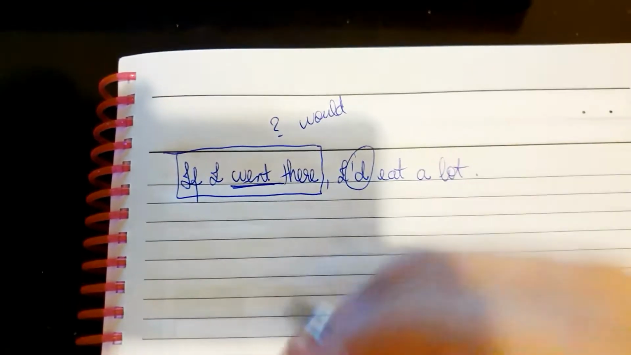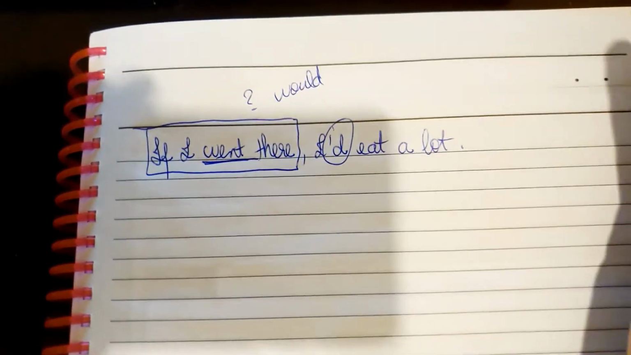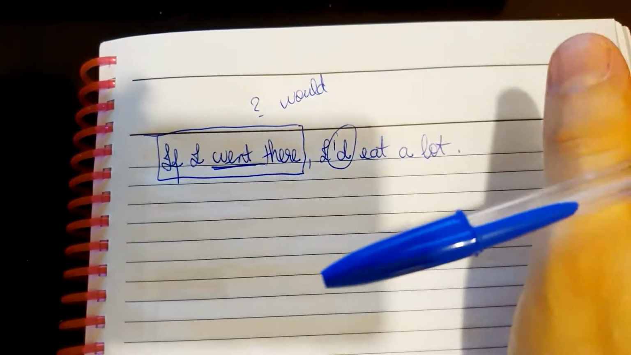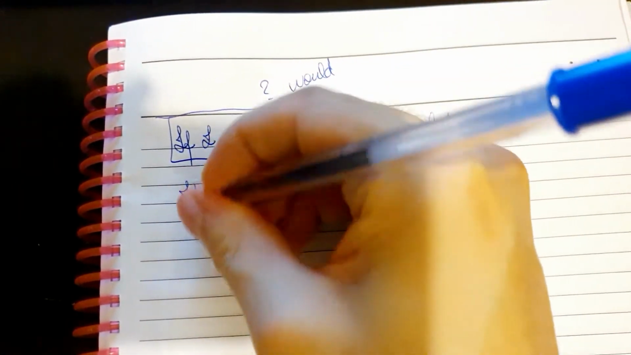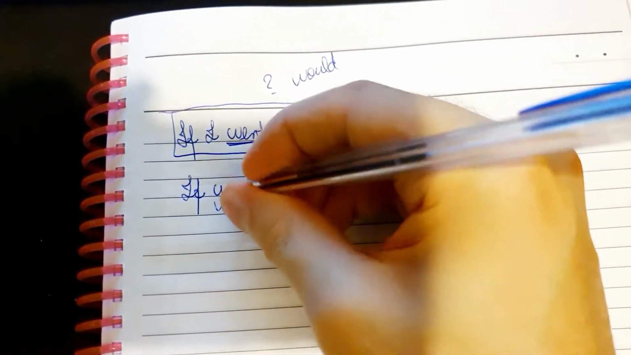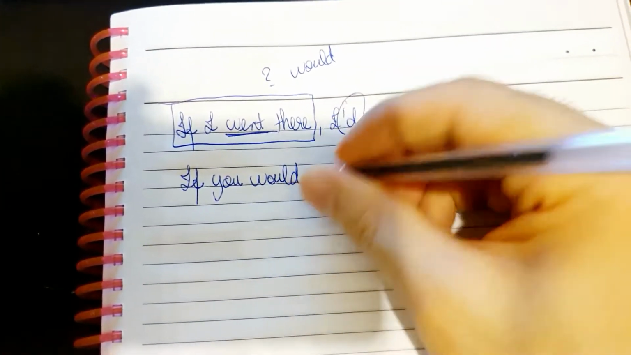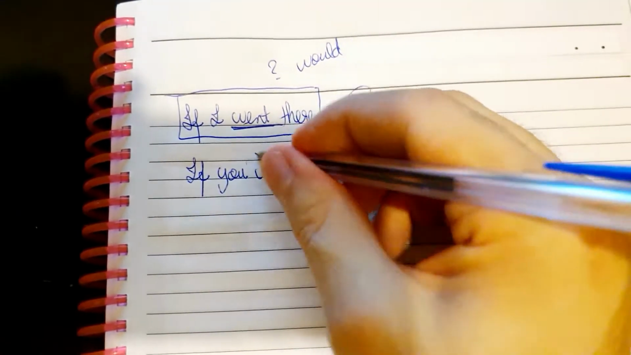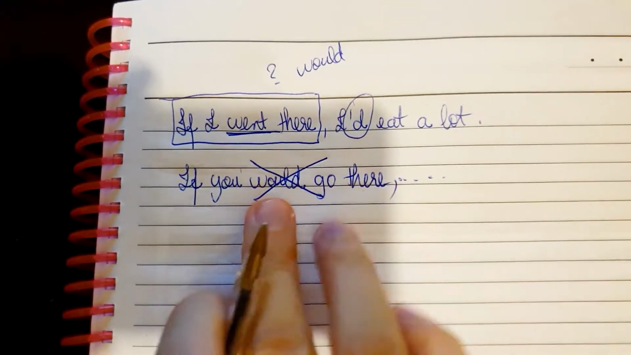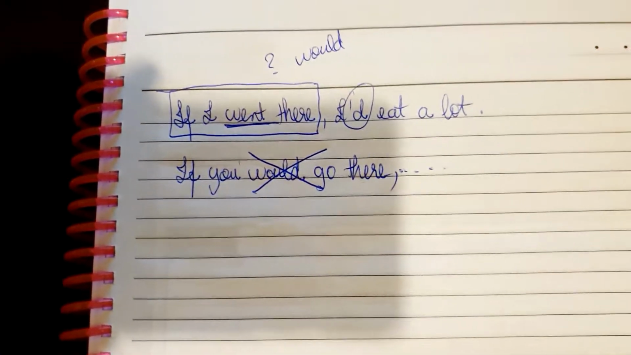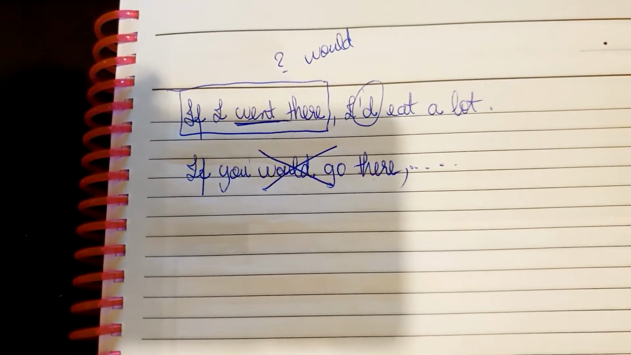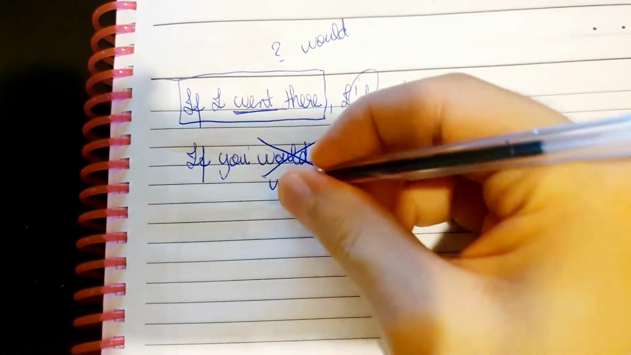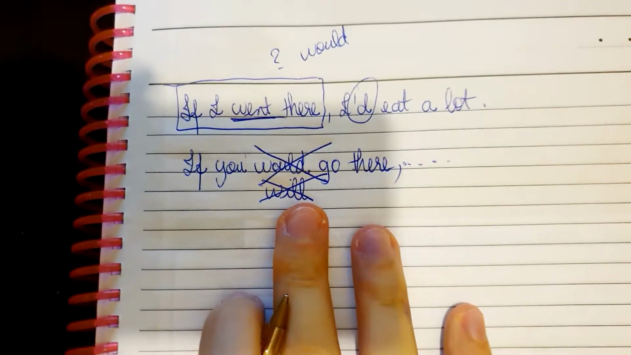No, it's not possible. So pay attention, or it's not common, right? But I consider it to be wrong. So I wouldn't advise you to use would here. If you see a sentence like this, if you would go there, it's wrong, right? You don't use would here. The same would apply with the verb, if you will go there. I don't advise it.